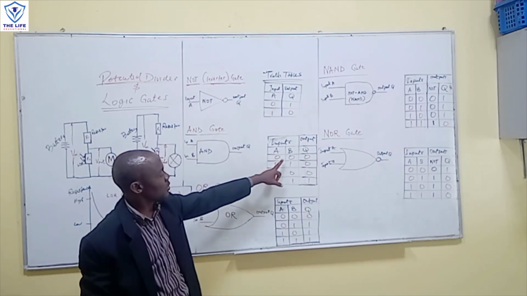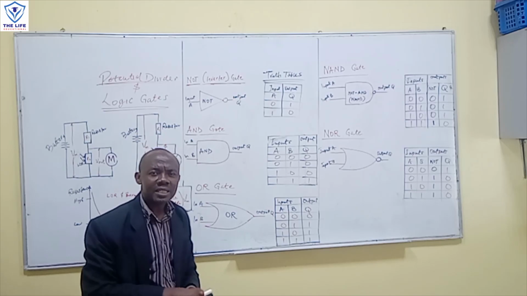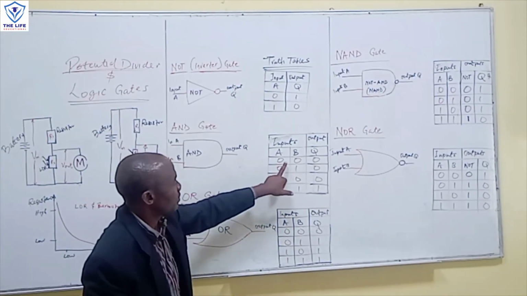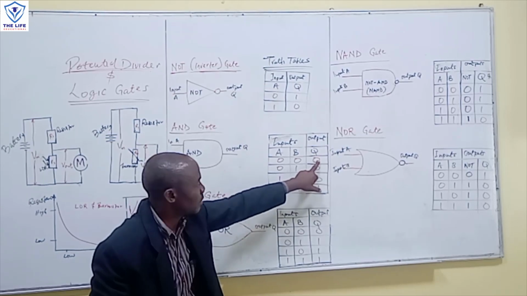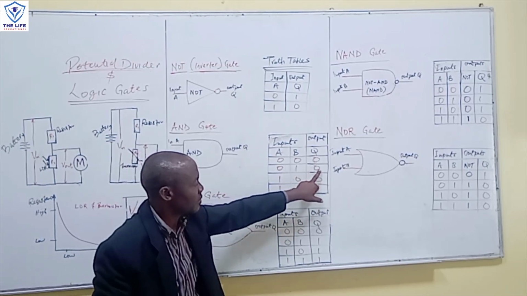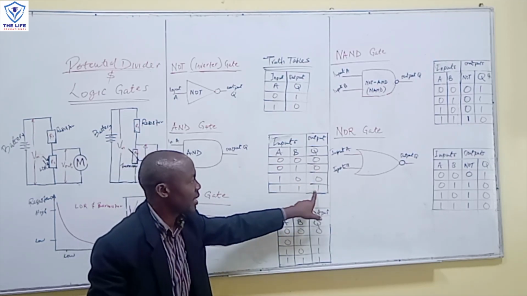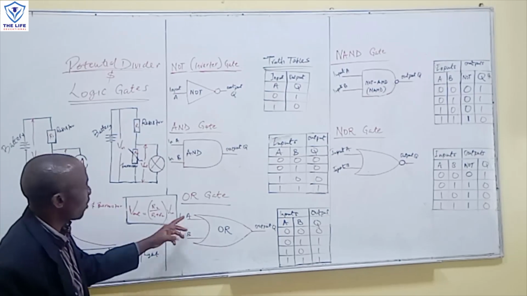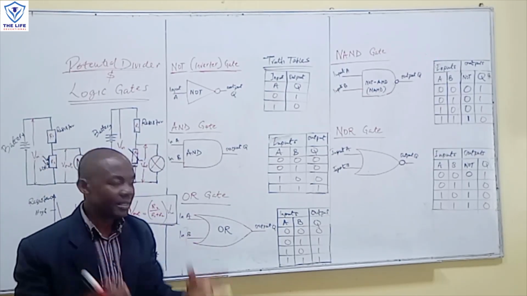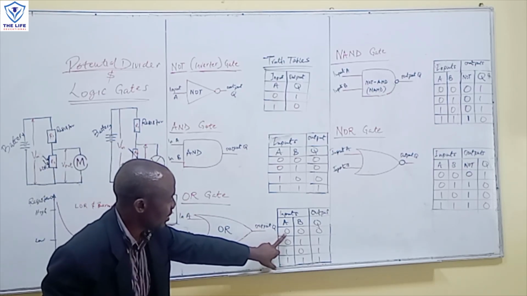When you have low, meaning 0, 0, because when you say AND, the 2 of them must be high for us to have output. So we have low, we have no output. We have 0, 1, no output; 1, 0, no output. It's only when you have high, 1, 1 that you have output, okay? That's what you get. For the OR gate, once you have one of the inputs being high, you have output. And that is expressed in the table.